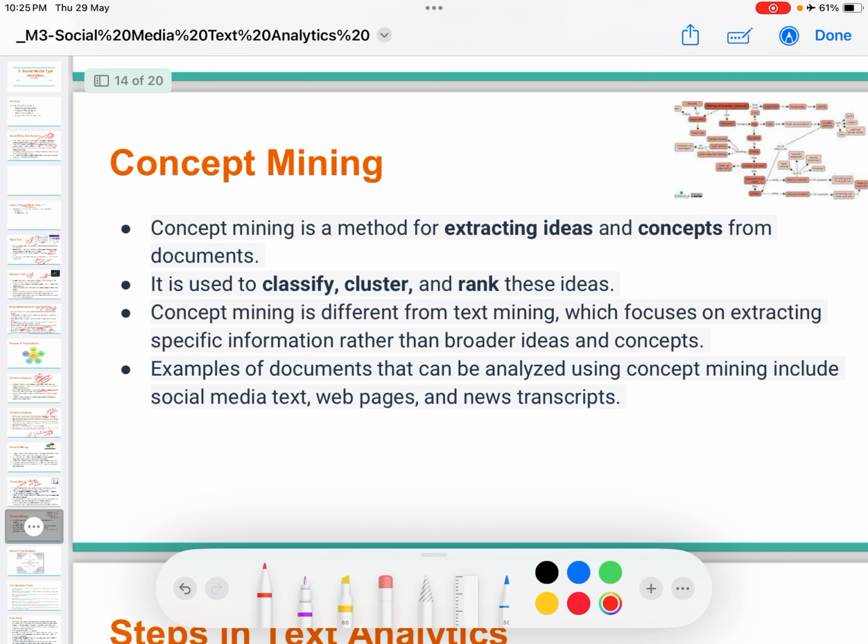Concept mining is the method of extracting ideas and concepts from a document. So there is a document, you have to extract the ideas and the concepts out of the document. It is used to classify, cluster and rank these ideas. Concept mining is different from text mining, which focuses on extracting specific information rather than broader ideas or concepts. Examples of documents that can be analyzed using concept mining include social media text, web pages and news transcripts.